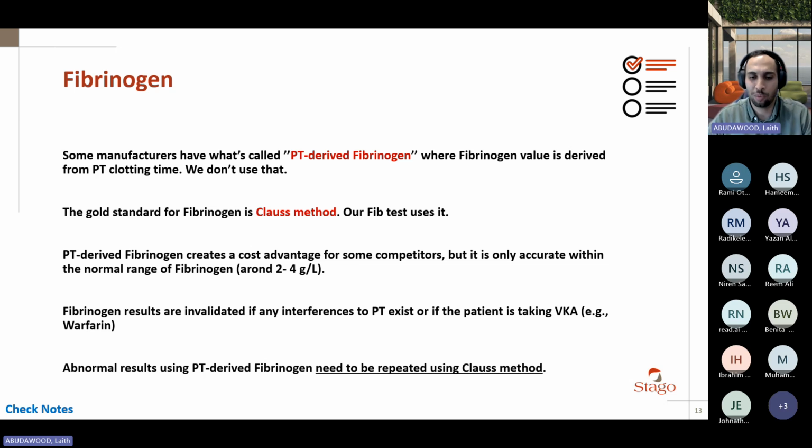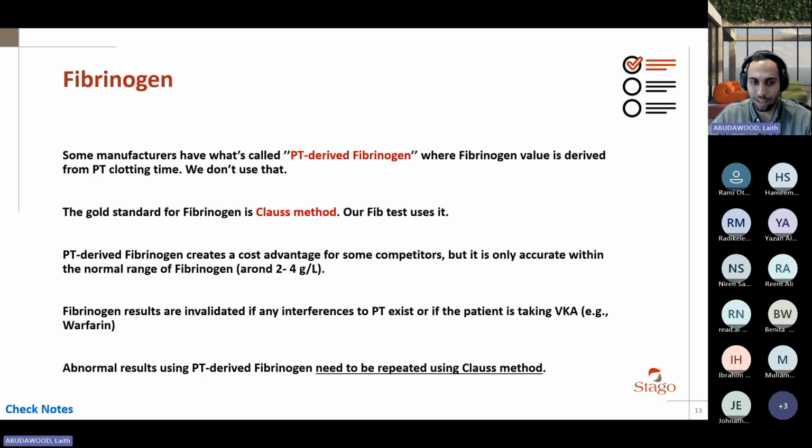Okay, then what are the problems with PT-derived fibrinogen? How do I answer the customer in this case? Now, PT-derived fibrinogen is only accurate within the normal range of results. So if your PT-derived fibrinogen says your patient is normal, between 2 to 4 grams per liter, fine, the results are okay and acceptable. But the moment the results of fibrinogen are out of range, higher or lower, the results of PT-derived fibrinogen are no longer accurate. In this case, you must run the Clauss method to get an accurate fibrinogen result. Otherwise, you cannot rely on the PT-derived fibrinogen. That's the first problem with PT-derived fibrinogen.